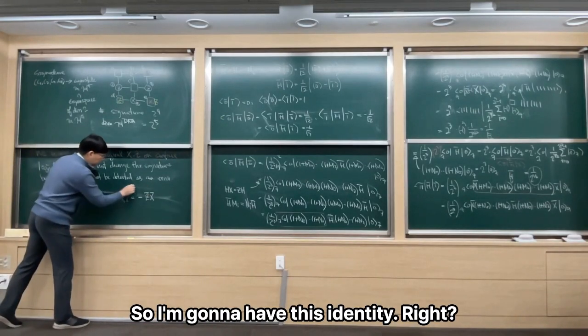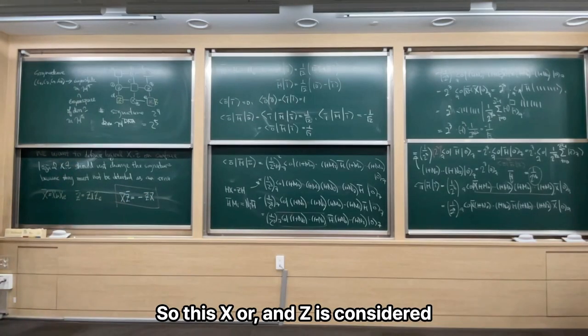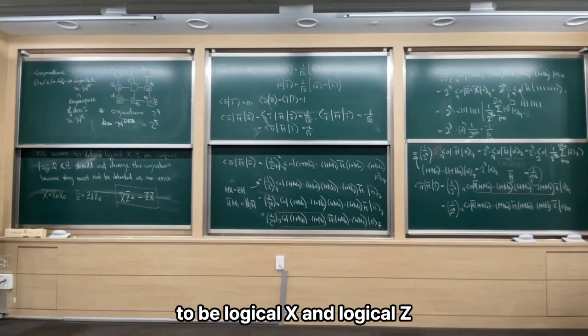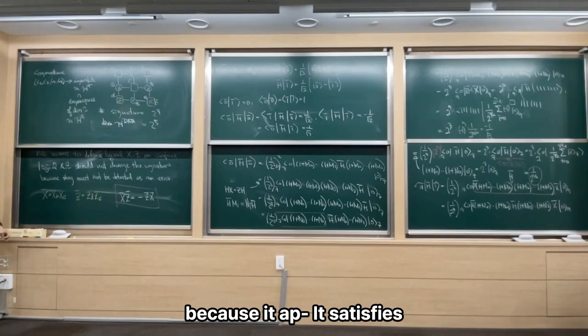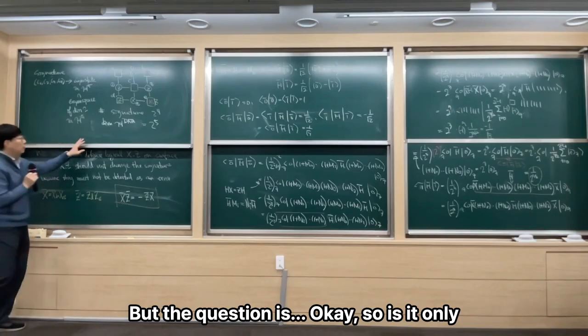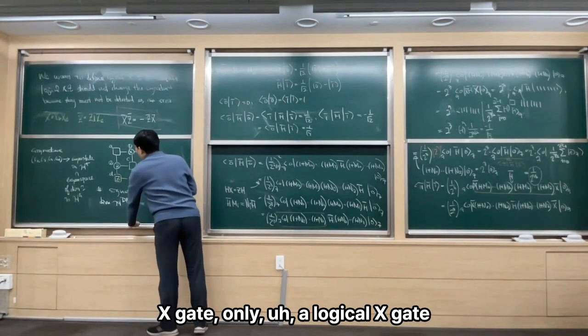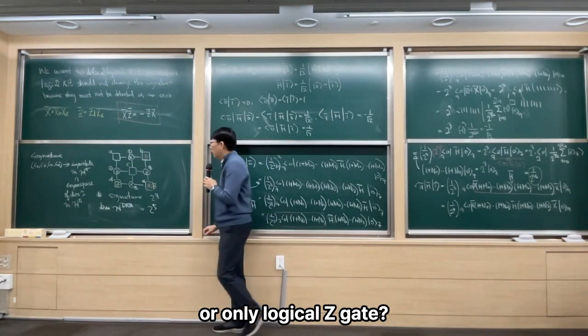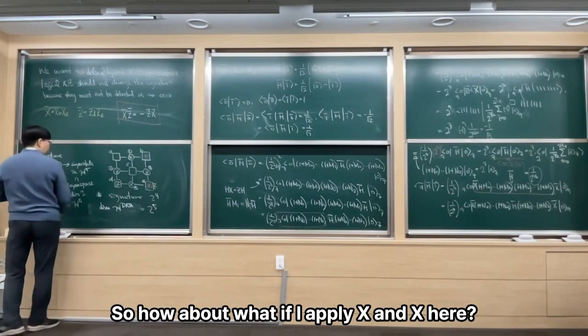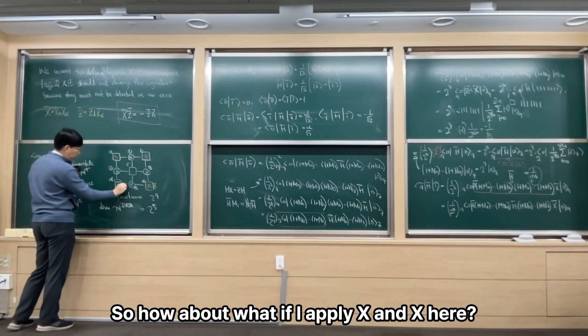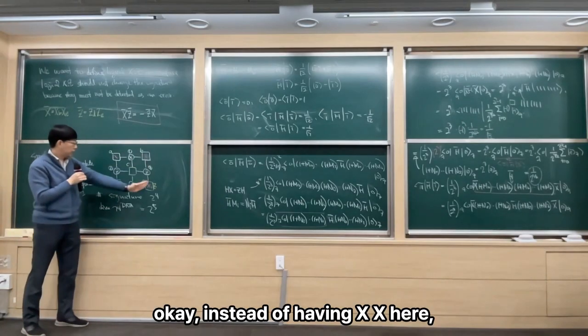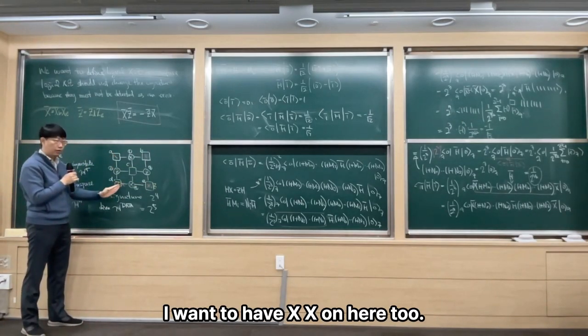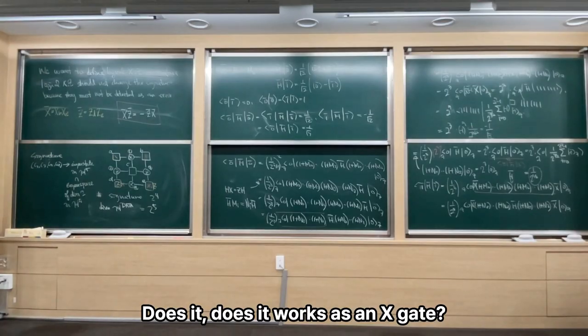So I have this identity, right? This X and Z are considered to be logical X and logical Z because they satisfy the equation that an X gate and Z gate must satisfy. But the question is, is it only this X gate that works as a logical X gate, or only this logical Z gate? What if I apply X here too, instead of only having X here? Does it work as a logical X gate?